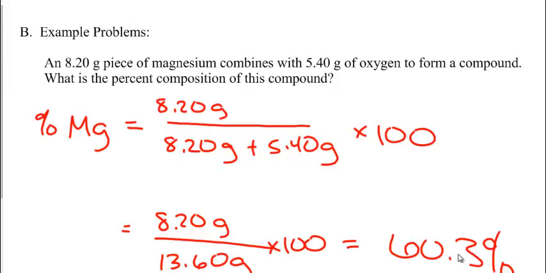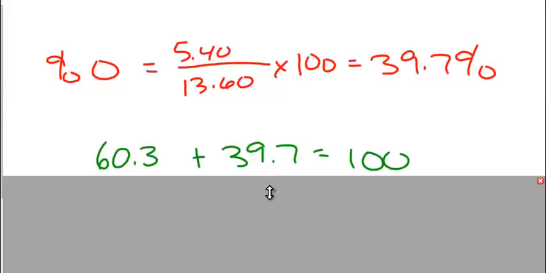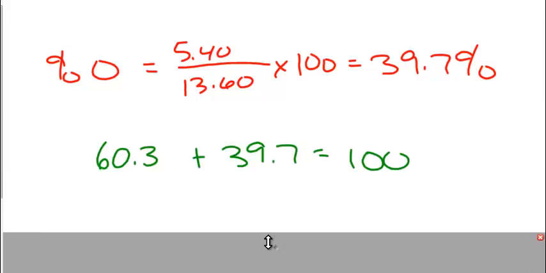Now, I've only found the percentage of magnesium so far. I also want to find the percentage of oxygen. In similar fashion, I'll just put the 5.40 on top of the 13.60 and multiply by 100. This gives me 39.7%. When I add 60.3 plus 39.7, I get 100 because there's a total of 100% in any compound.